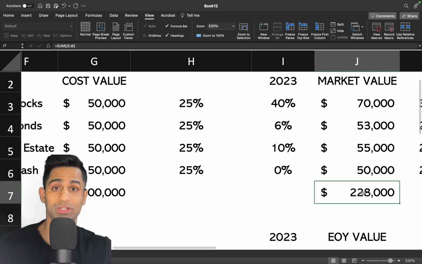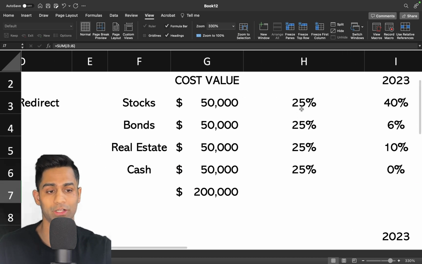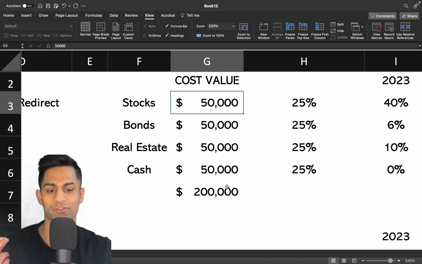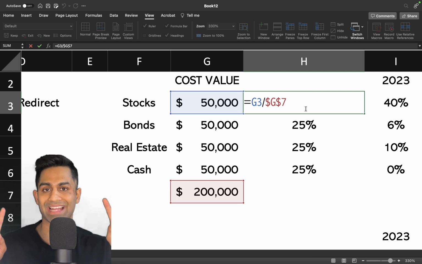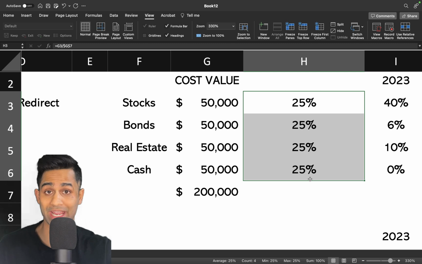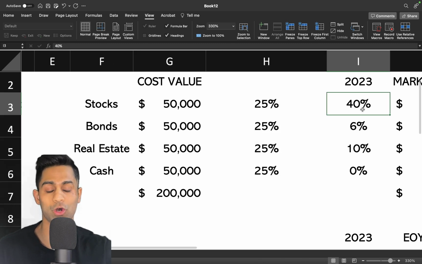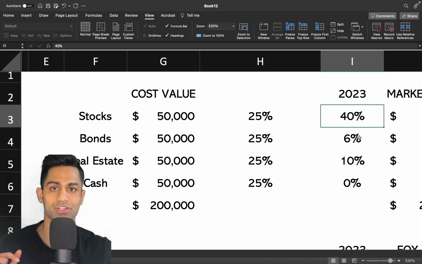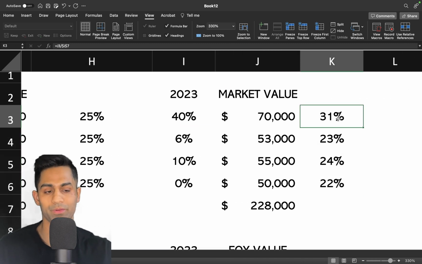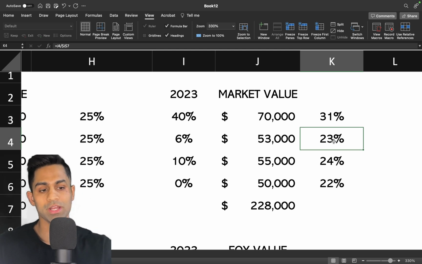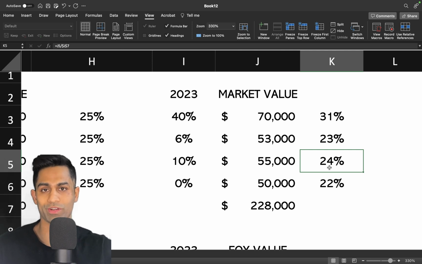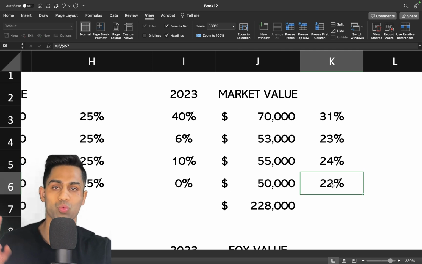So now if you do the calculation, same calculation as we did earlier for 25%, which is simply taking into account $50,000 divided by 200 to understand that asset allocation. If you do that same exact calculation, these numbers have changed. Why? Because some assets have grown at a much higher rate than others. So your new allocation looks like this. Now, stocks make up 31% of the portfolio. Bonds make up 23%. We've got real estate, which is 24%, and cash, 22%.